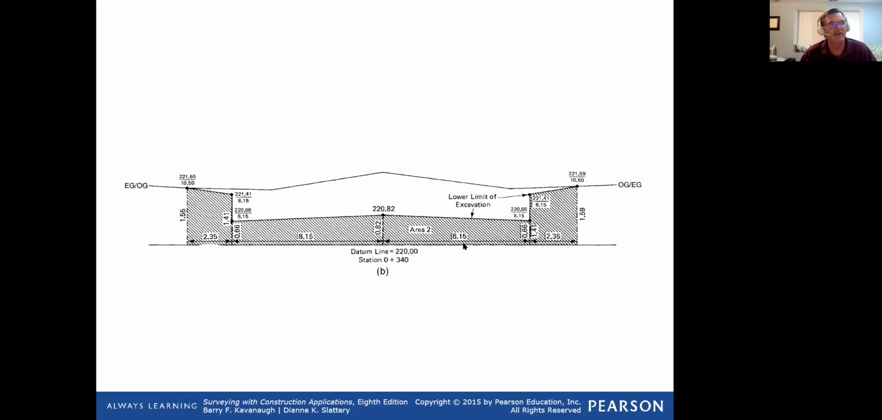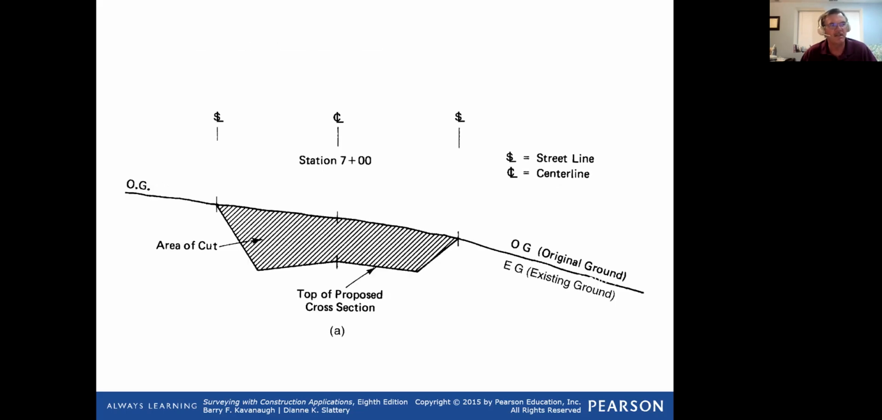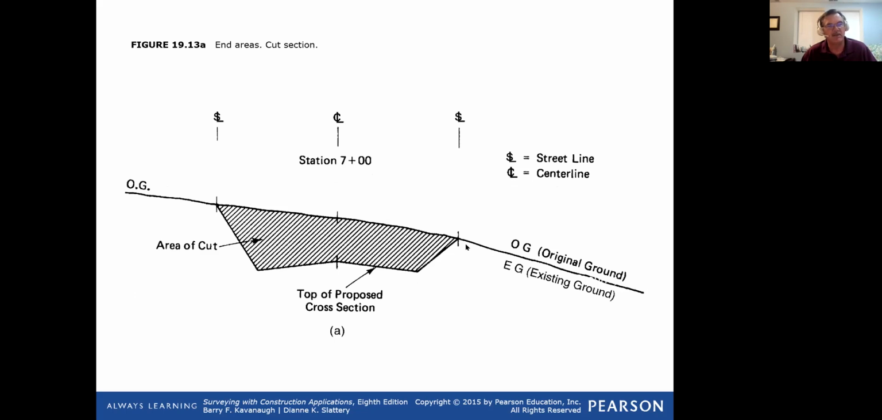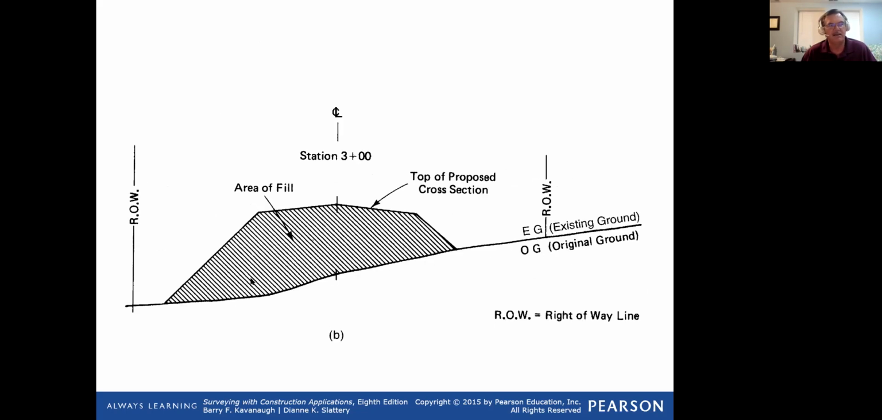But this is an everyday process for engineers, surveyors, and construction people wanting to know the quantity of materials being used. Same thing here. This is what I was telling you about, a typical cross section and how much dirt is being removed. This is something that you'd have to deal with, again, regularly. Just another explanation for a fill section where you want to know how much dirt is being put in.